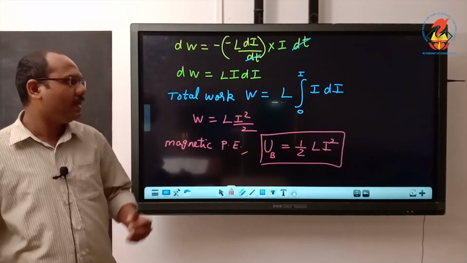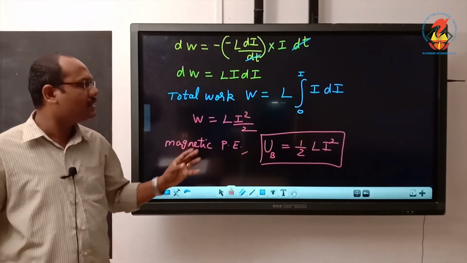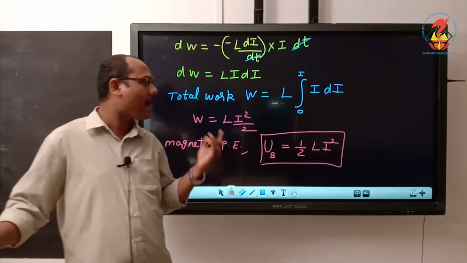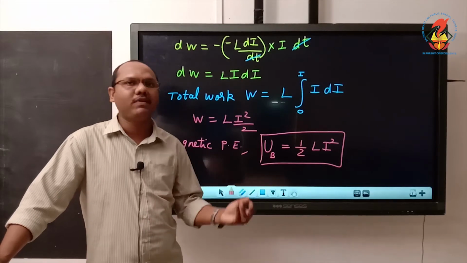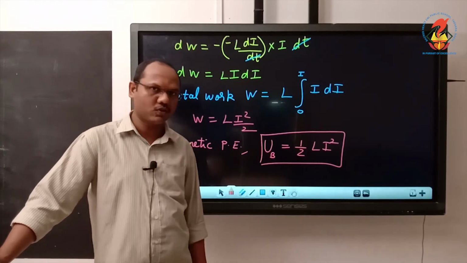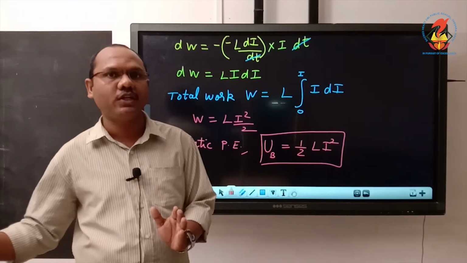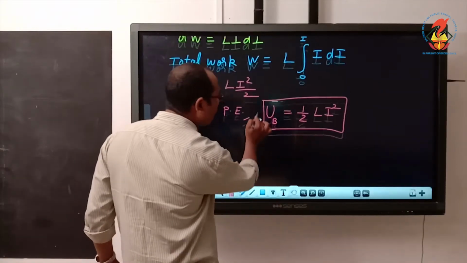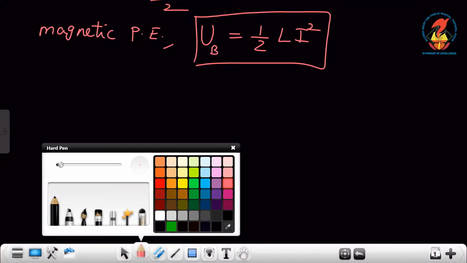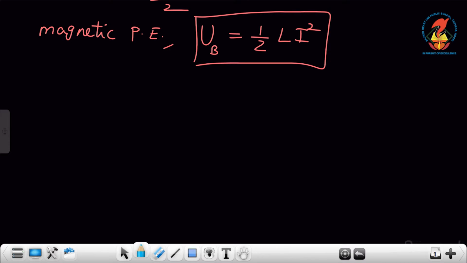Now, I will tell you, you can express this energy in terms of magnetic field B and area A. And after that, we can find the energy density also. So, this is the expression for the energy. Now, we are going to energy density. So, let us see. In chapter 6, we have studied L is equal to mu 0 n square A l. This is the equation for the self-inductance.